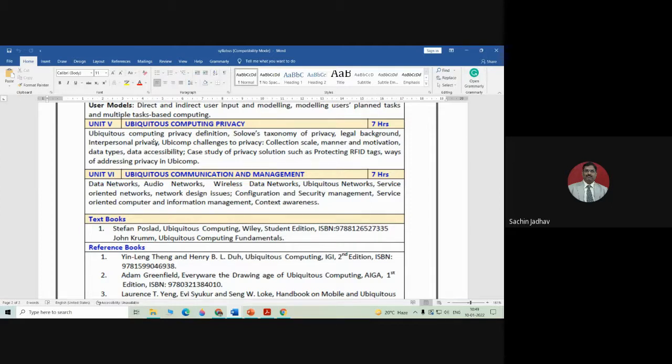That unit number 6 is based on the communication and management systems. So the data networks are there. So different kinds of data networks, you know, GPRS and 2G, 3G, 4G, whatever exactly. Audio networks are there, right? So wireless data networks are there. Ubiquitous computing networks are there. Service-oriented networks. You know the concept of SOA, service-oriented architecture, and service-oriented services, right?